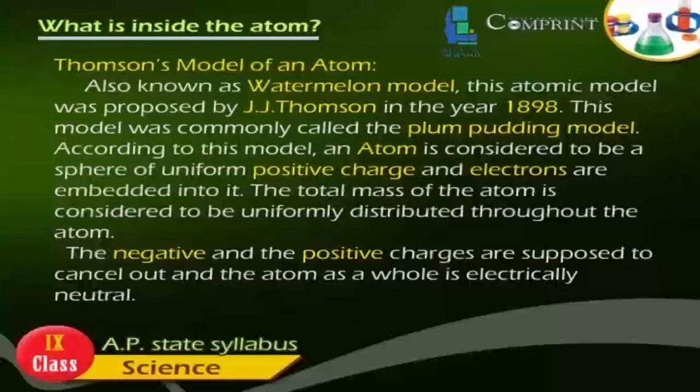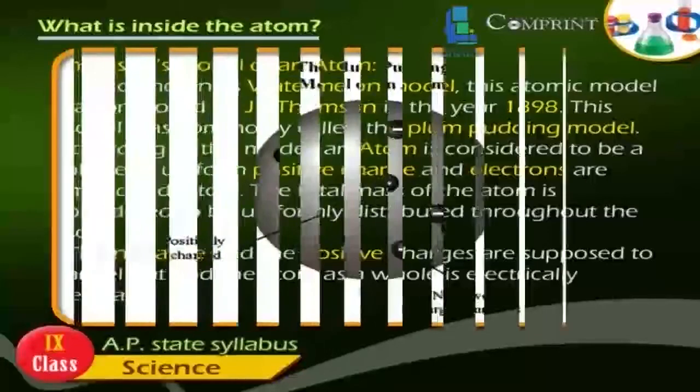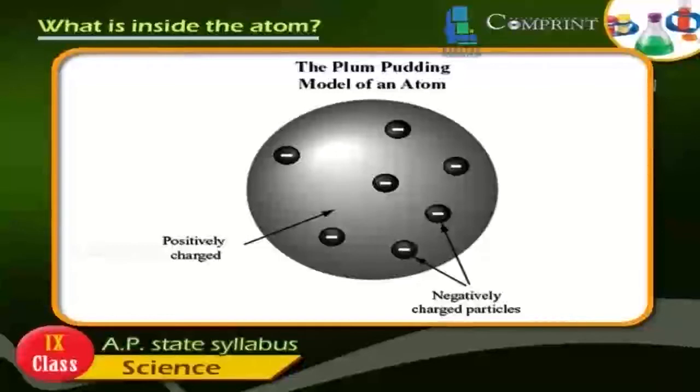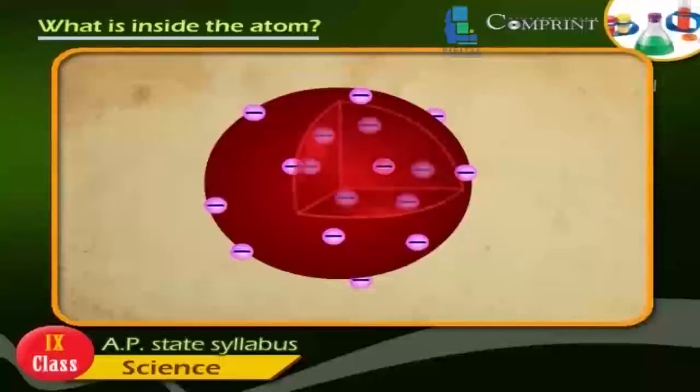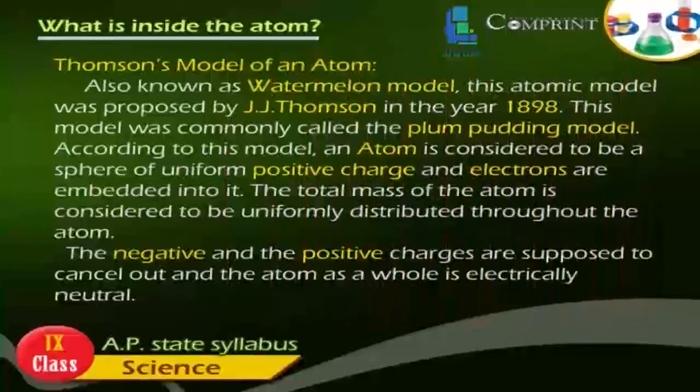Thomson's model of an atom, also known as the watermelon model. This atomic model was proposed by J.J. Thomson in the year 1898. This model was commonly called the plum pudding model. According to this model, an atom is considered to be a sphere of uniform positive charge and electrons are embedded into it. The total mass of the atom is considered to be uniformly distributed throughout the atom. The negative and the positive charges are supposed to cancel out and the atom as a whole is electrically neutral.